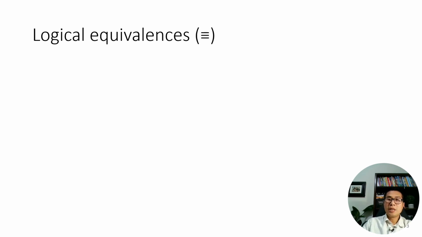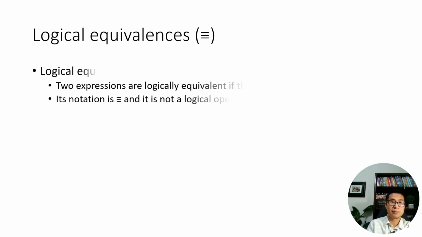Then the next one that we should learn is called logical equivalence, and it is denoted by this notation. So this one is a statement. It is not a logical operation. We'll just tell whether two compound logical propositions or compound logical expressions are going to produce the same outputs or truth tables or not.